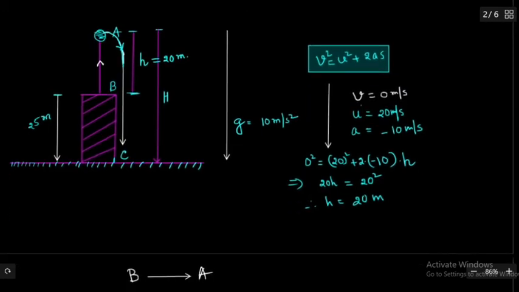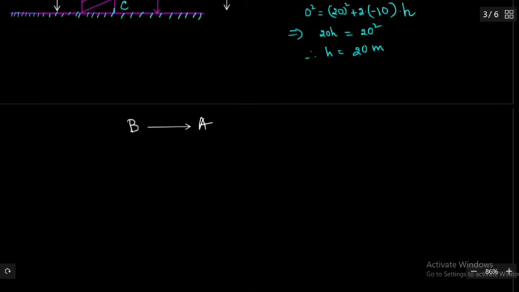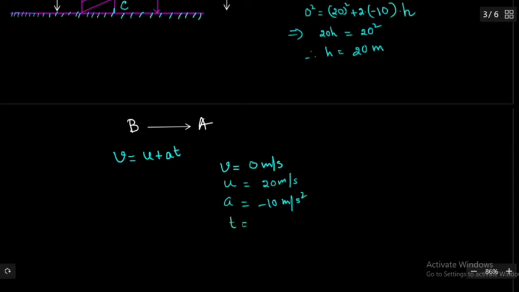For this movement of the ball, I would like to use the equation of motion as v is equals to u plus at. Okay, where v is equals to 0 meter per second and u is equals to 20 meter per second, and a is equals to minus 10 meter per second square, and t we have to calculate it. Let's say it is t1.